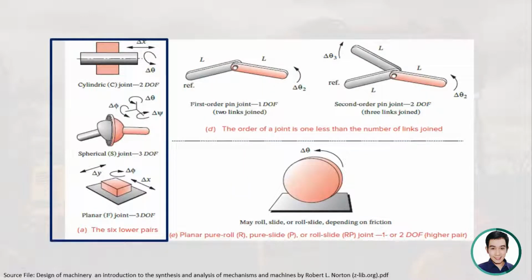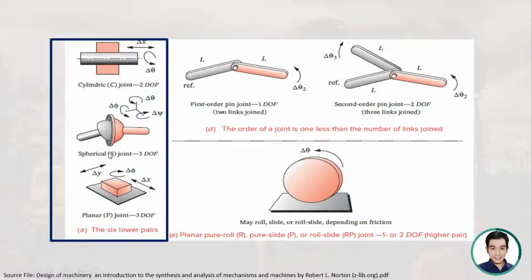Then we have the cylindric joint, spherical joint, and the planar joint. For the cylindric joint, when we remove the constraint at the end, it can rotate on its axis, and it can also translate. If we have a constraint at the end, it's considered a revolute. So that's why the cylindric joint has 2 degrees of freedom.